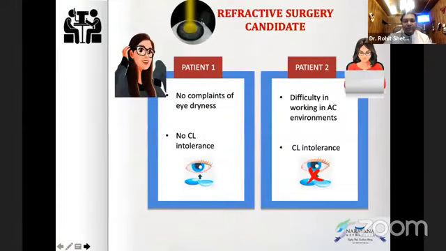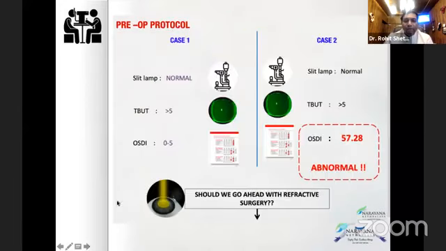So in refractive surgery, if you're looking at two types of patients, one contact lens intolerant, the other contact lens tolerant, what we see is more or less both of them have the same kind of metrics, but one has a lot of high OSDI. The question is which surgery you want to do.